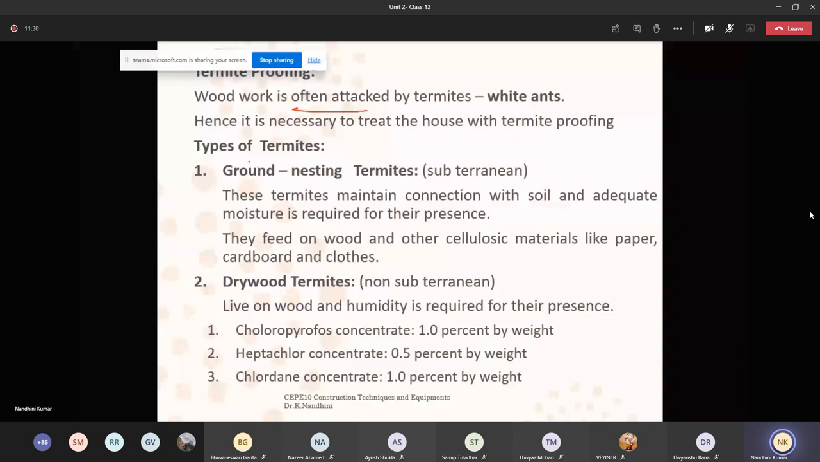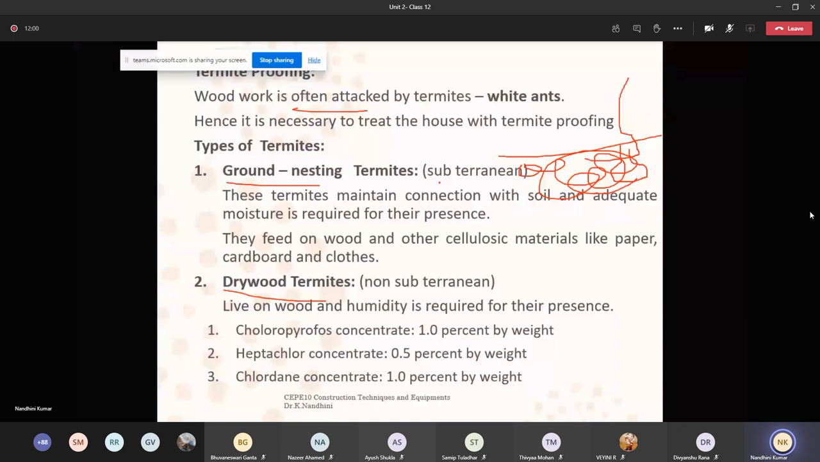So, types of termites, we have two different types. One is ground nesting termites and another is dry wood termites. Ground nesting termites live within the soil itself, based upon the soil surface here. It will be everywhere here. If you start your foundation work, it will start generating and grow from your structure. You can see the spread of ground nesting termites across your entire structure.